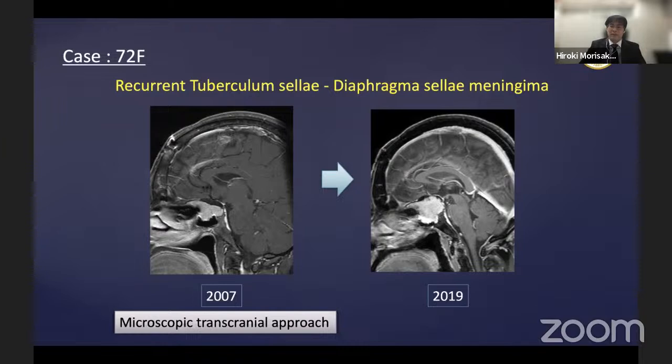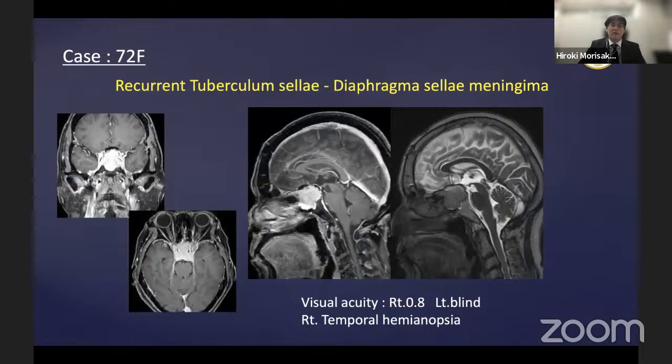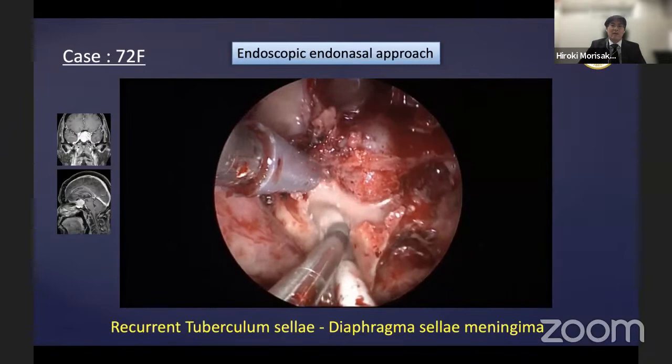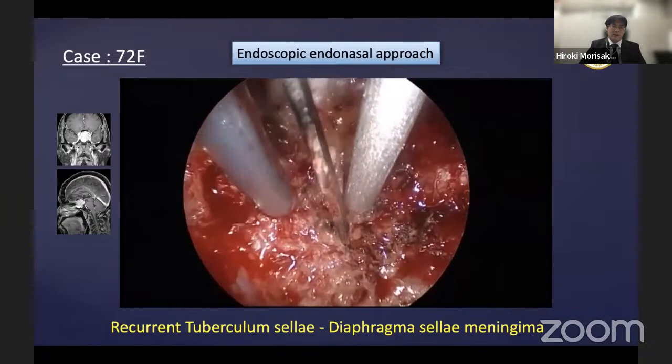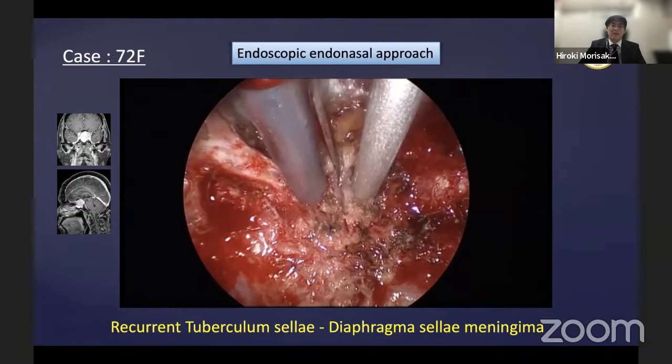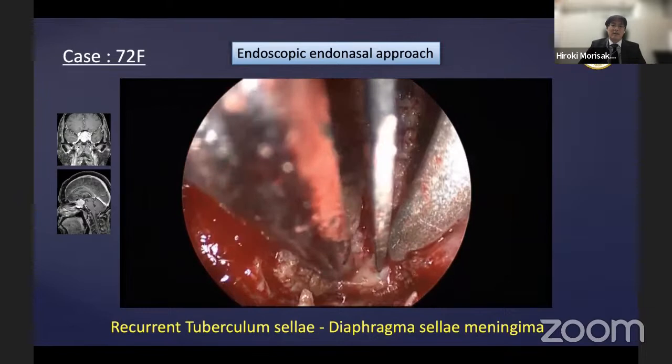At that time, the patient had already deteriorated to left side blindness, and the right side gradually showed worsening of the visual function. So the main purpose of surgery was to keep the right side visual function. We applied the endoscopic endonasal approach. We opened the sellar floor widely, and also removed the bony structure around the tuberculum sellae and cut the tight connective tissue like this.